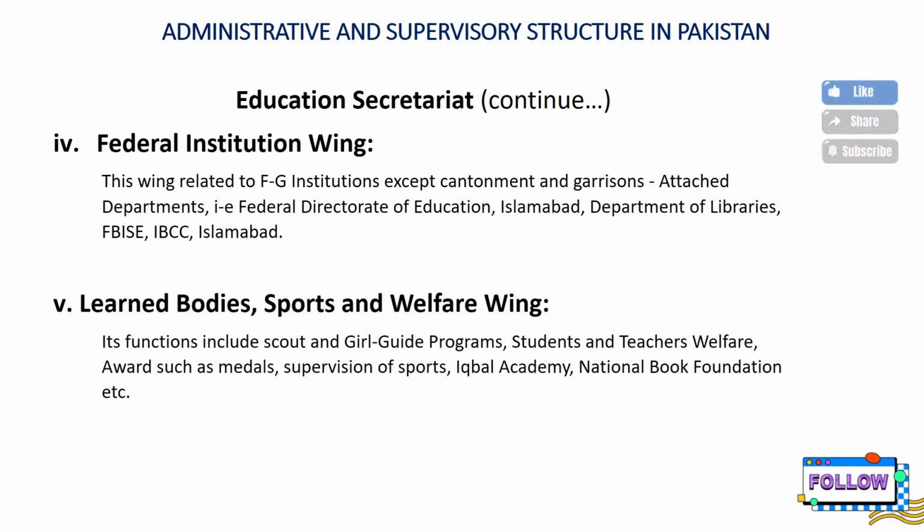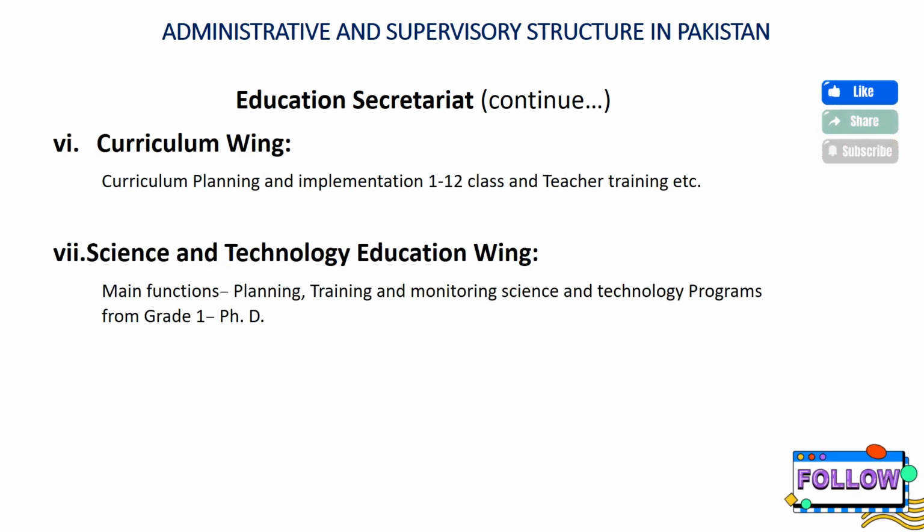The next is the Federal Institution Wing. This wing is related to federal government institutions except cantonments and garrisons, attached departments, for example, the Federal Directorate of Education, Islamabad, Department of Libraries, etc. And the next one is the Learn Bodies, Sports and Welfare Wing. Their functions include Scout and Girl Guide programs, student and teacher welfare, awards such as medals, supervision of sports, Iqbal Academy, National Book Foundation, etc. And the next is the Curriculum Wing. Curriculum planning and implementation from first grade to 12th class, and teacher training, etc. are included in the Curriculum Wing.